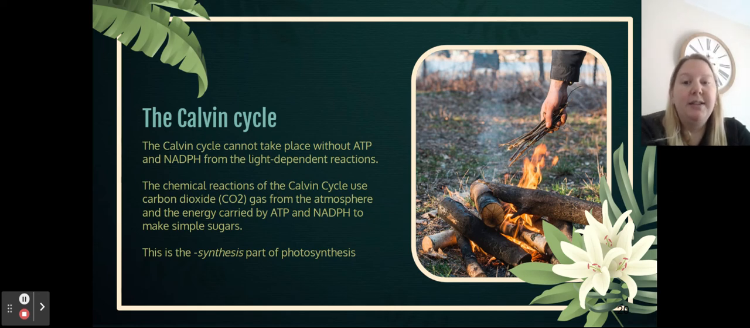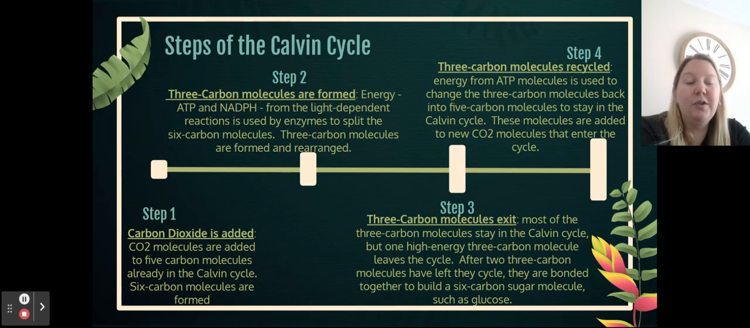The chemical reactions of the Calvin cycle use carbon dioxide from the atmosphere and energy derived from ATP and NADPH to make simple sugars. This is the synthesis part of photosynthesis, meaning to make. The first step is that carbon dioxide comes in from the atmosphere and is added to the cycle of reactions. This makes a 5-carbon molecule into a 6-carbon molecule. That 5-carbon molecule is already existing inside of the cycle. We then have to break the 6-carbon molecule into two 3-carbon molecules using ATP and NADPH from the light-dependent reactions.